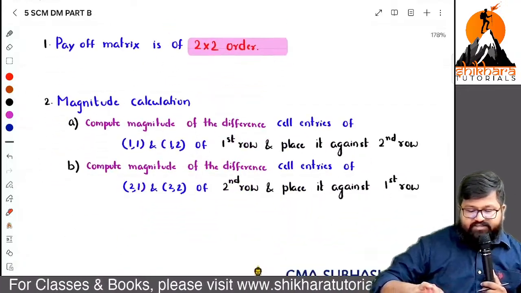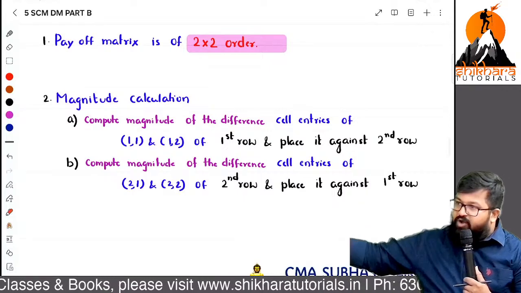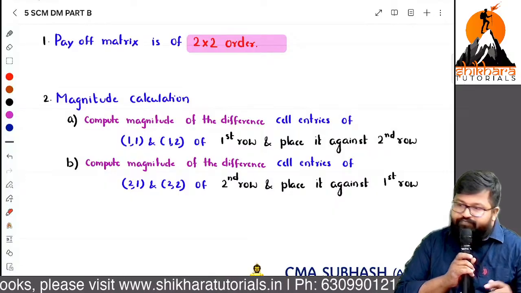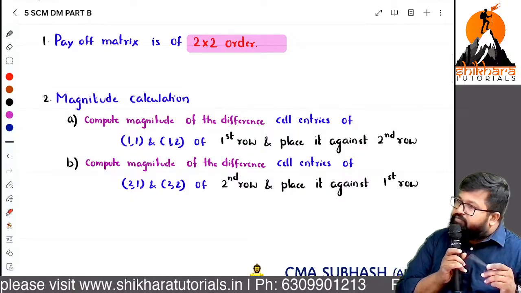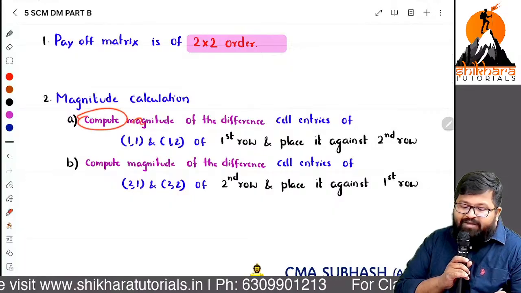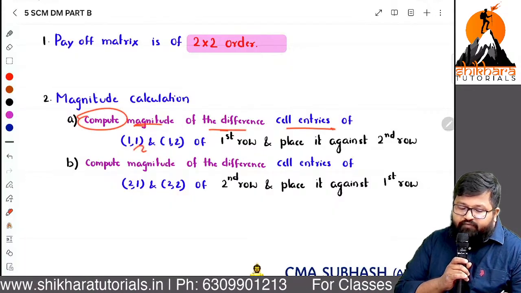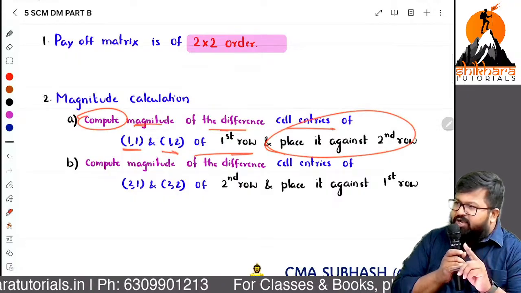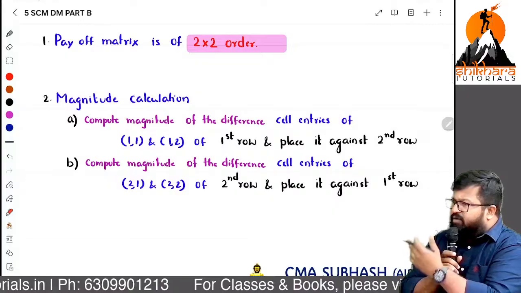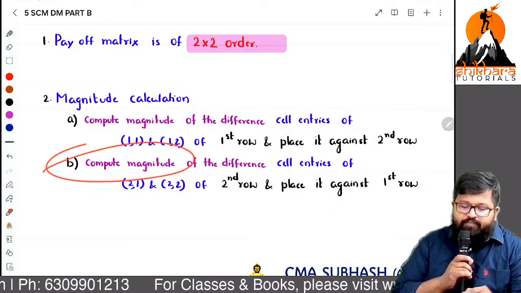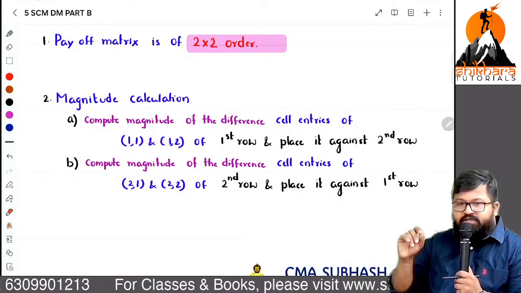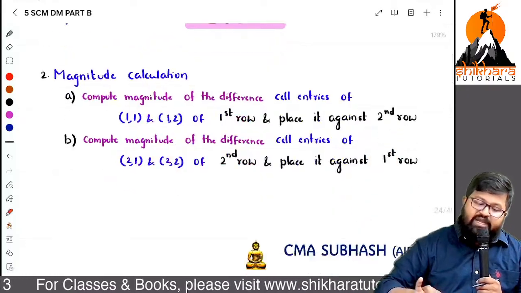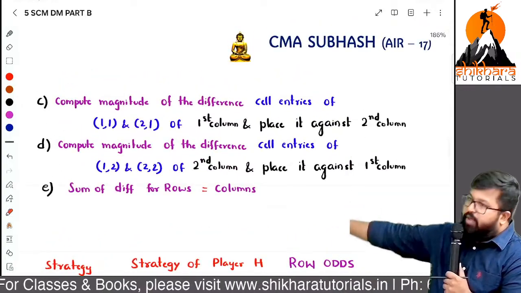Next, whatever process we have done now, you will get here. Can you read sub point A? Compute the magnitude of the different cell entries of 1,1 and 1,2 of the first row and place it in the second row. What we have done earlier is now in the form of a sentence. What about the next one? Compute the magnitude of the cell entries of 2,1 and 2,2 in the first row. Similarly, we do the same things for the column parts also.